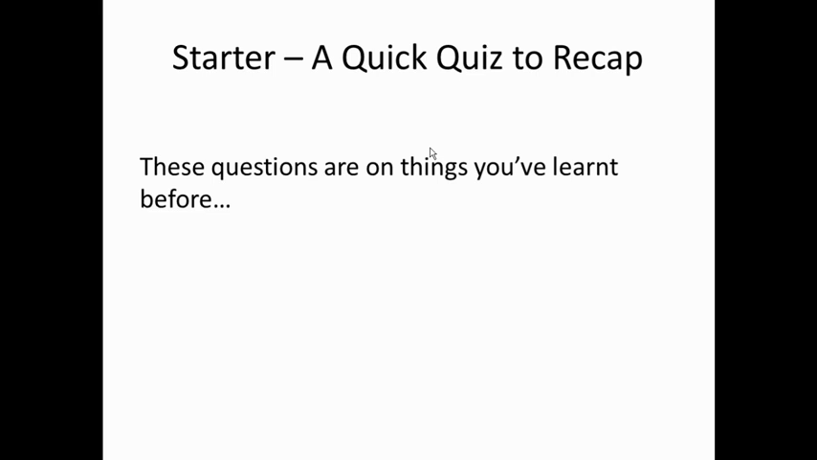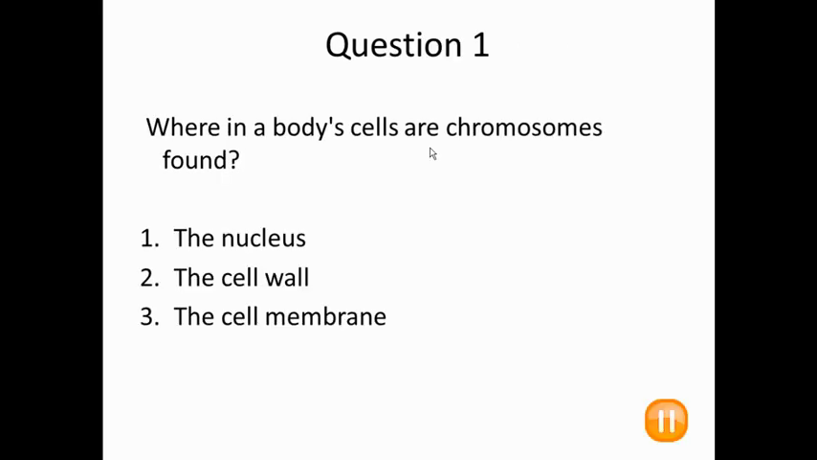So I thought it might be quite good to get you warmed up, and so here's a very quick quiz to recap some things that you should have learnt before. So feel free obviously to pause the video whenever you feel like thinking time, and also to give you time to write if you want to. So the first question, number 1: in a body's cells, where are chromosomes found? Are they number 1, the nucleus, number 2, the cell wall, or number 3, the cell membrane?